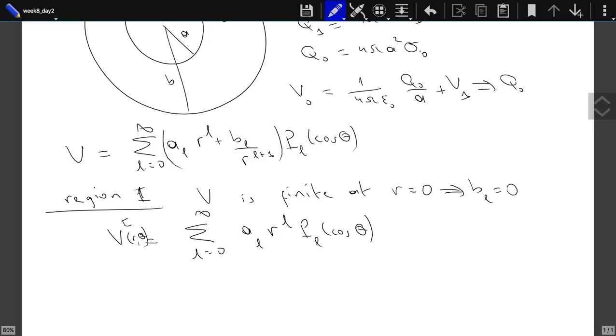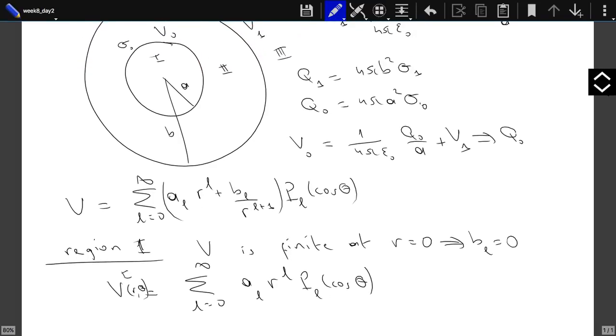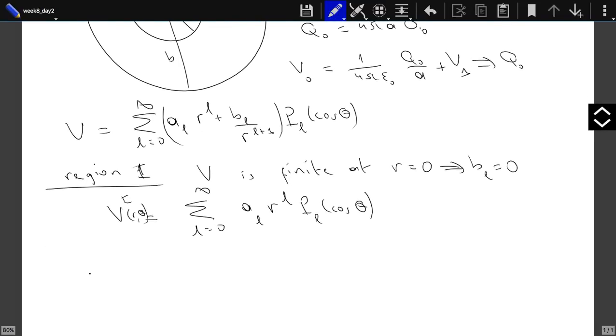Now then we have the other condition that when r is equal to a, the potential is V0 for all values of theta. Okay, just a warning about the bad notation. A_Ls are the coefficients in the expression of the potential. A is the radius of the inner sphere. A to the power L is the power to the L of the radius.